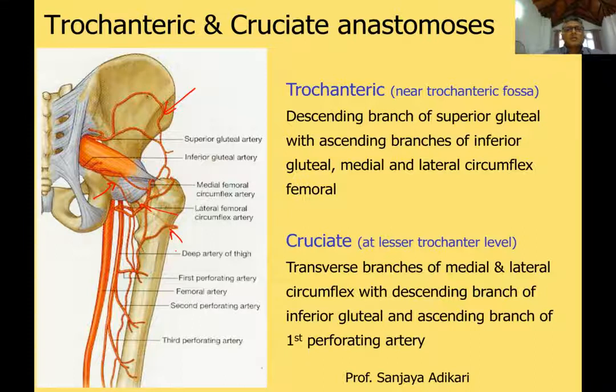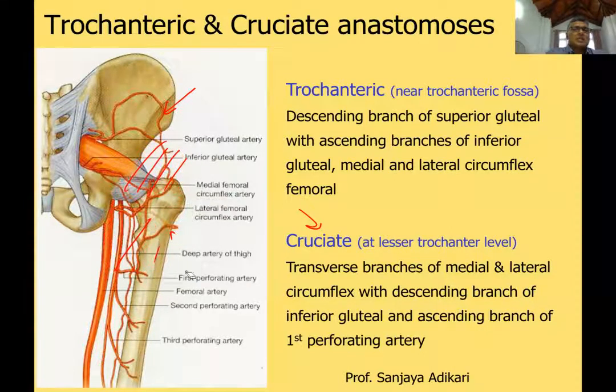Then when it comes to cruciate anastomosis, it's the inferior gluteal that is involved, the inferior gluteal artery and the branches of the medial and lateral circumflex arteries again, and the first perforating artery also contributes to the cruciate anastomosis. There are ascending branches from the first perforating artery. So this anastomosis is around the lesser trochanter area. The other one is around the trochanteric fossa area.